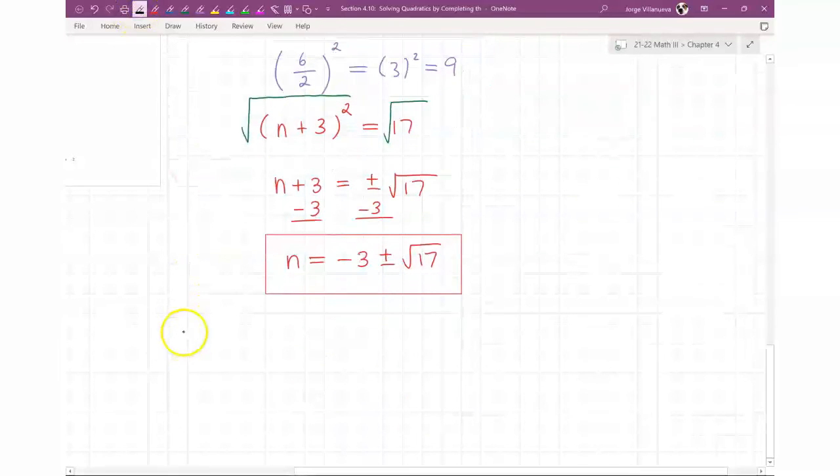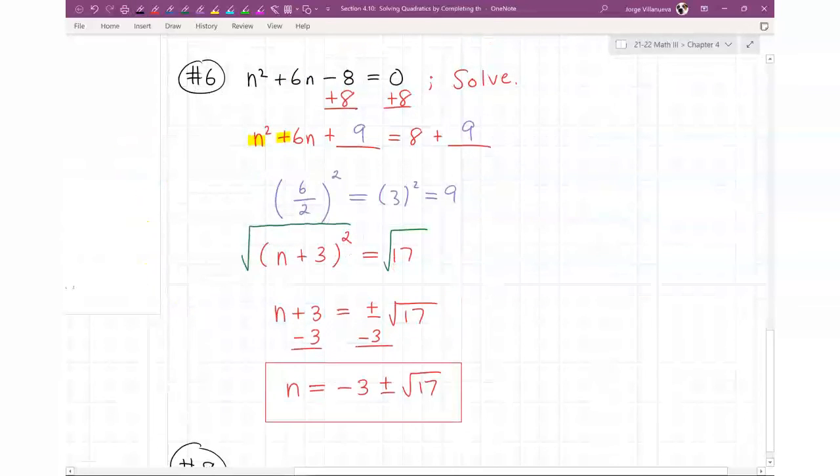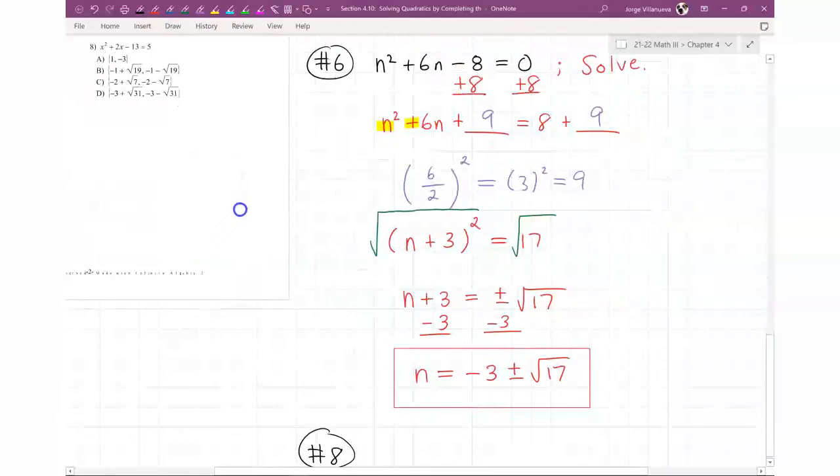Do you guys have any questions on the solving one? Because usually people are okay with the original ones, but the solving ones are a little bit more difficult sometimes. But any questions on this one? Question number 6. All right, if you do, after we're done, you can ask. All right, let's look at number 8.